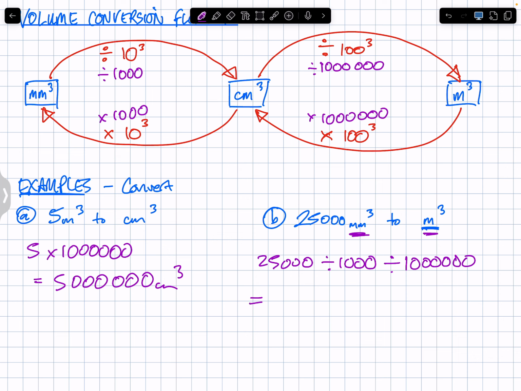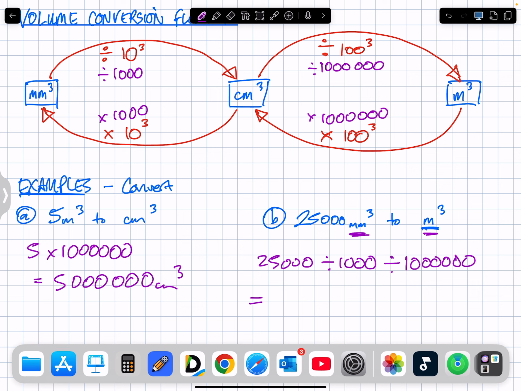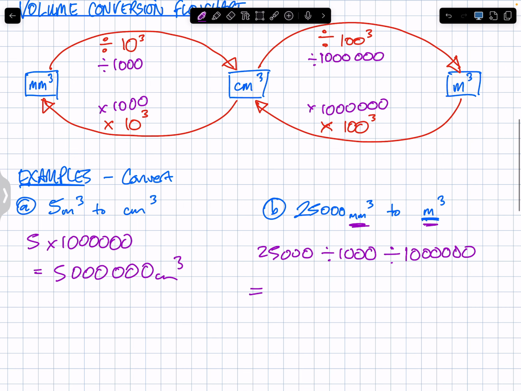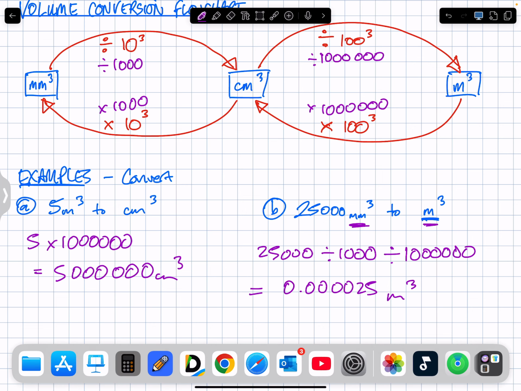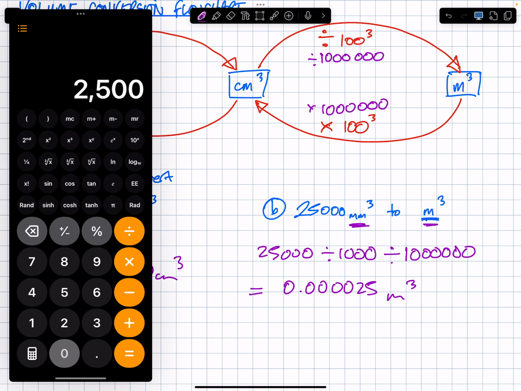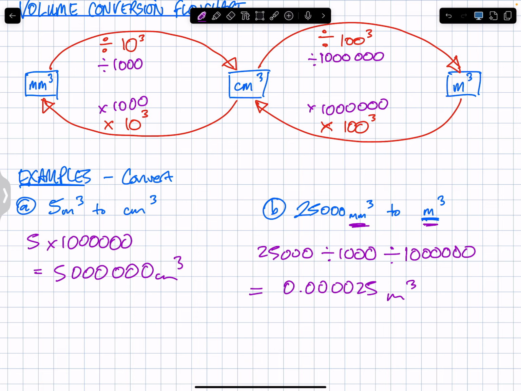equals. One shortcut for this, you could just work out how many zeros it is. If you're dividing by 1,000, you're going to get rid of those 3 zeros. And then you divide by 1,000,000, you're going to jump the decimal point 6 times to the left. So it's going to be 0.000025 cubic meters. Let's check that. 25,000 divided by 1,000 divided by 1,000,000. 4 zeros, 25 cubic meters.